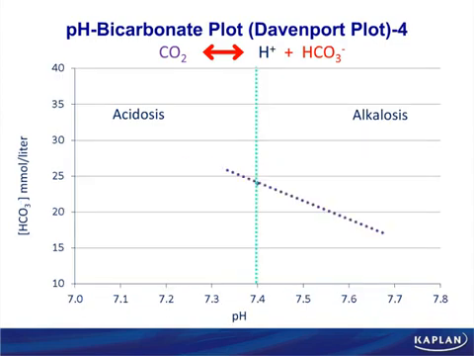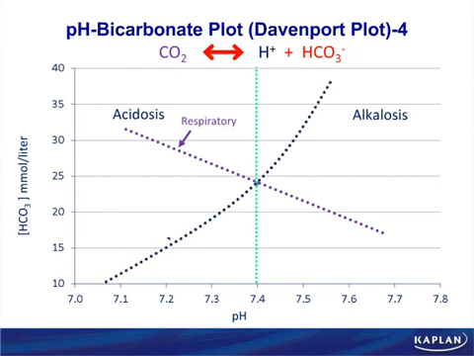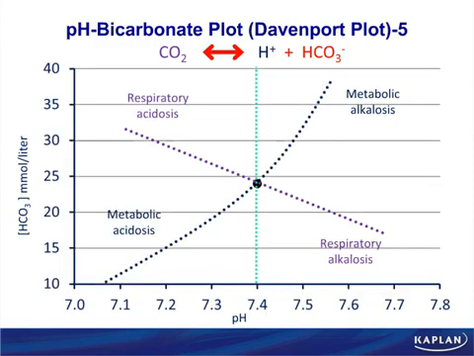So here's my respiratory buffer line. Here's my metabolic buffer line. Note that these buffer lines now kind of slice up the Davenport, kind of like a pizza. In the upper left, we have a respiratory acidosis. So any dot moving from our center dot that goes into the upper left quadrant is a respiratory acidosis. If it goes into the lower left quadrant, it's a metabolic acidosis.